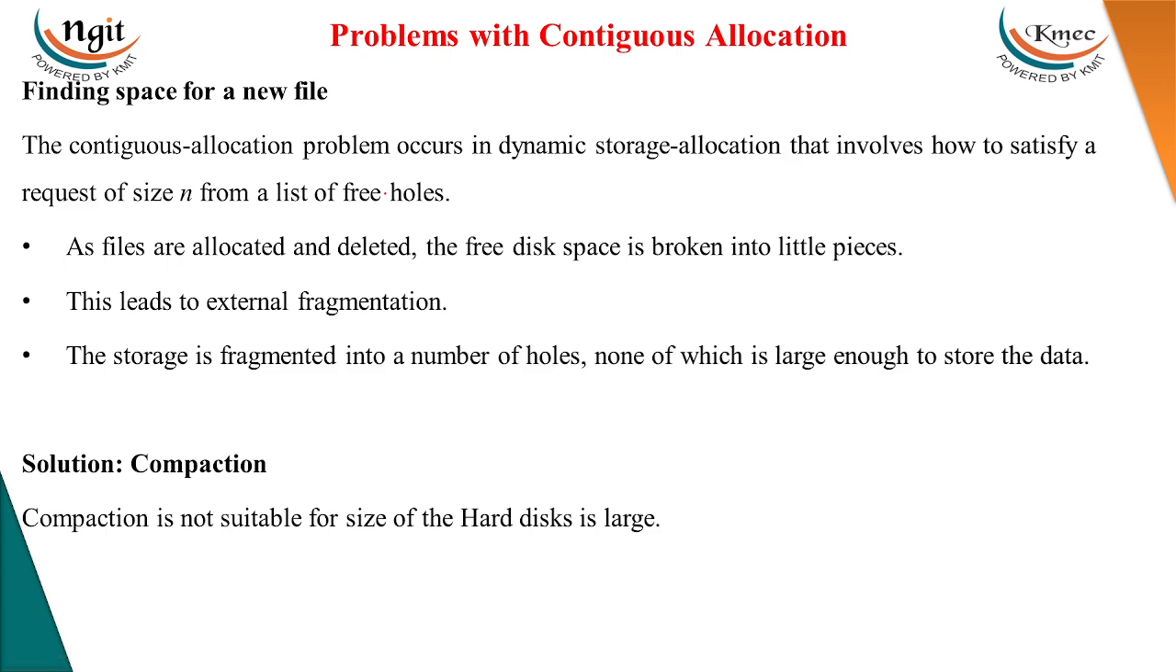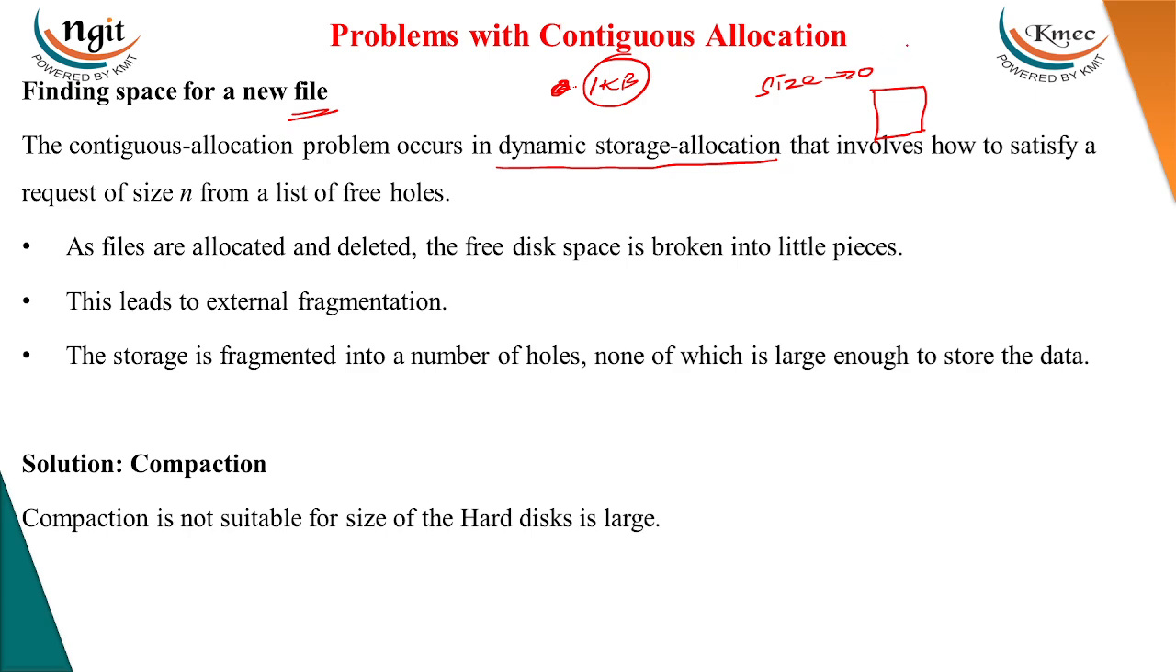But the problem with contiguous allocation is we need to find space for a new file. Whenever a file is created, the size of the file is less than 1k, because an empty file will be created. Initially the size of the file is 0. But if you keep adding data, the size of the file will increase. That means we are storing the data dynamically.